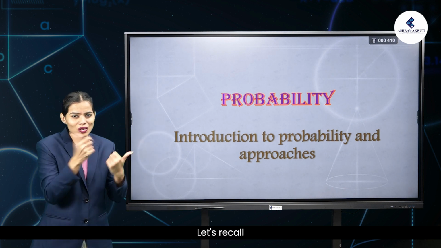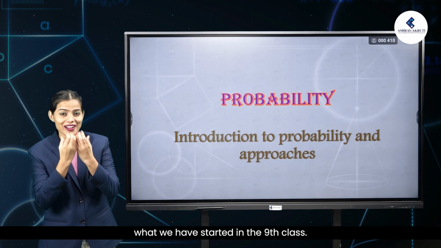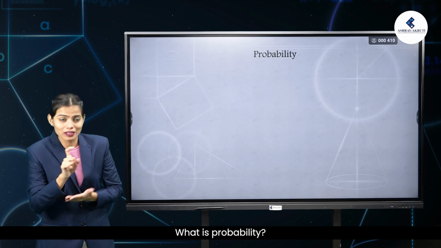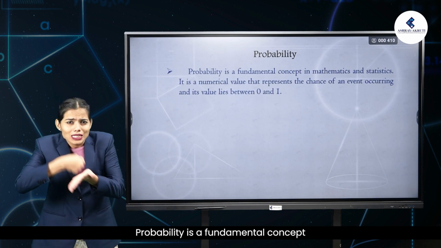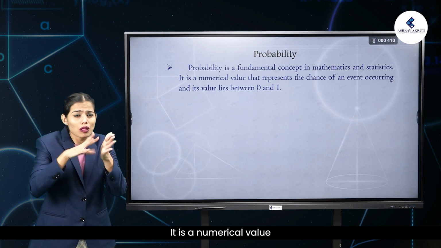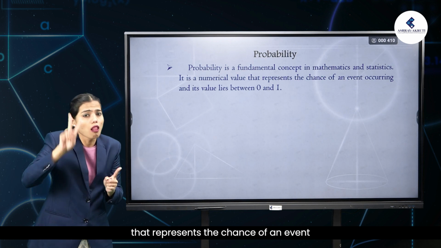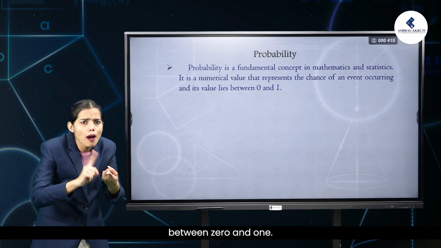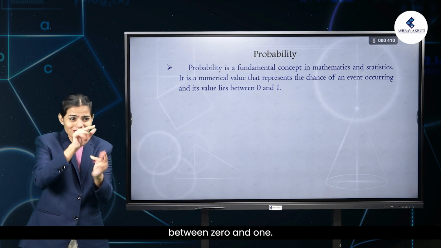Students, let's recall what we have studied in the 9th class. What is probability? Probability is a fundamental concept in mathematics and statistics. It is a numerical value that represents the chance of an event occurring and its value lies between 0 and 1.